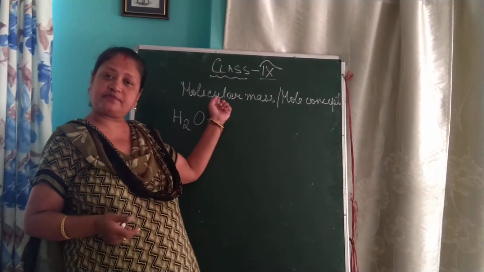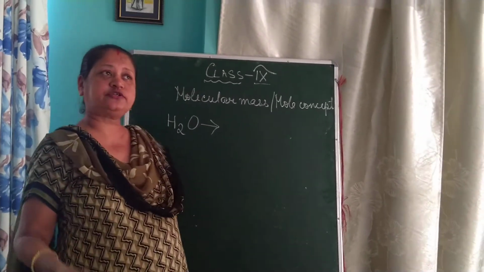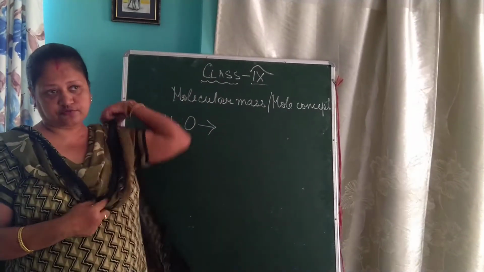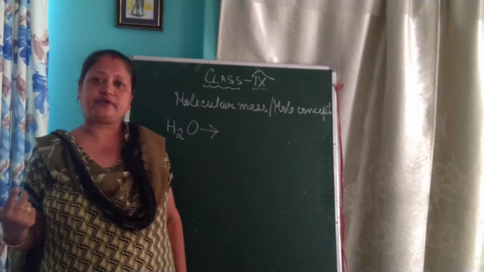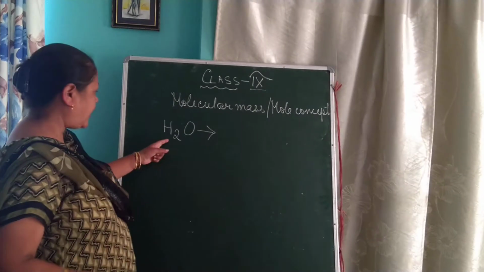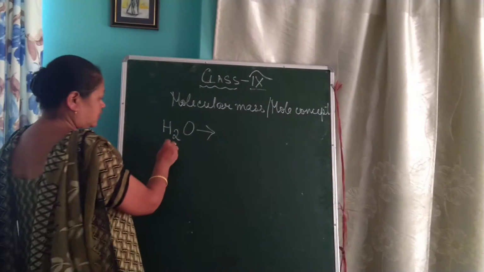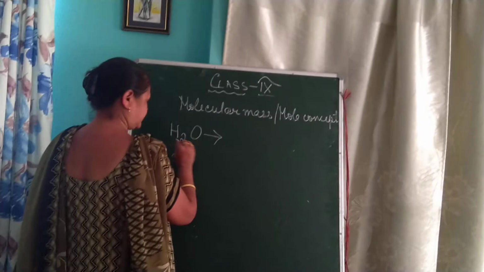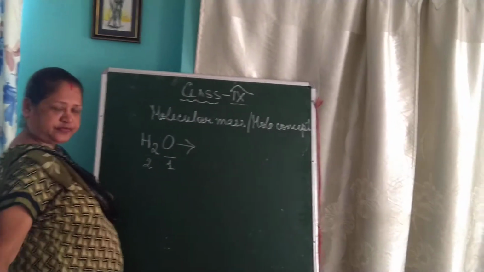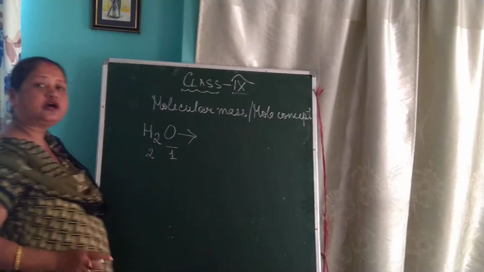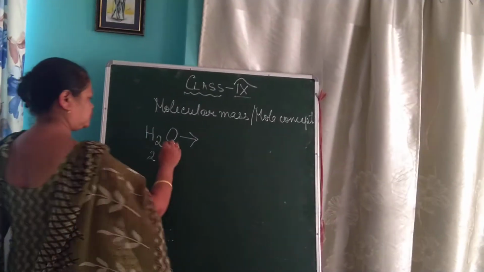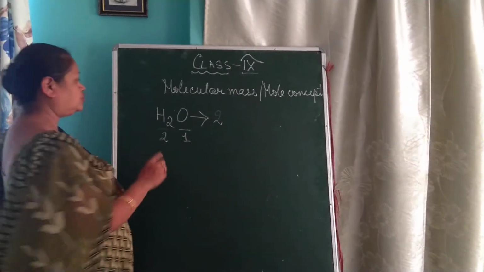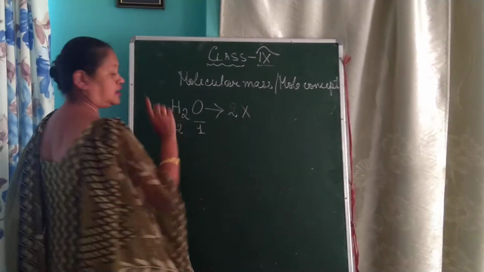In fact, it is the relative mass. As I told you, it is the relative mass of an atom and of a molecule, which is expressed in atomic mass unit. You know that for hydrogen it is 1, but for water there are two atoms of hydrogen and 1 atom of oxygen. That is why, to find the molecular mass, there are 2 atoms of hydrogen, so you write 2 into the atomic mass of hydrogen.